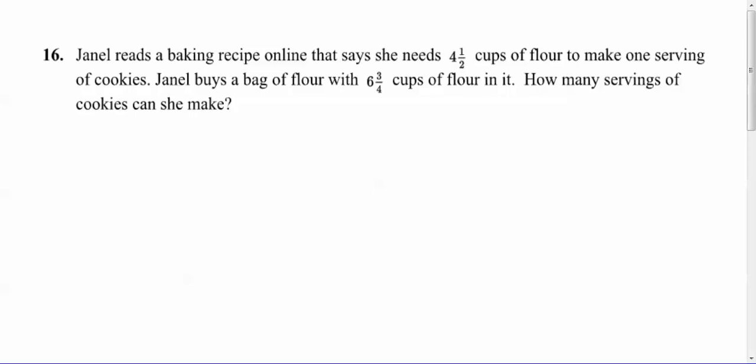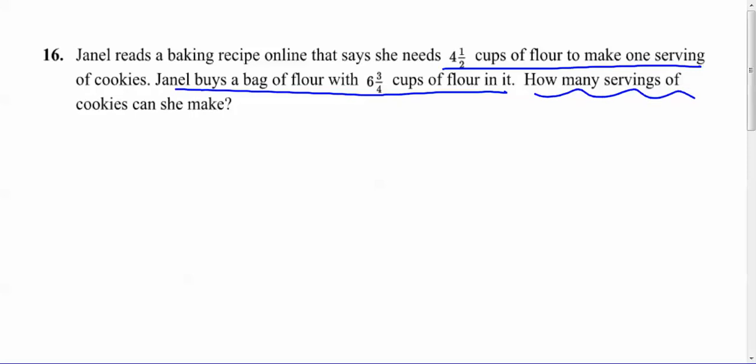Okay, so the next one, the next page, 16. Janelle reads a baking recipe online that says she needs 4.5 cups of flour to make 1 serving of cookies. So this is to get 1 serving of cookies, 1 batch of cookies. Janelle buys a bag of flour with 6 3/4 cups of flour in it. We want to figure out how many servings. So we're taking that flour, if you think about it, and we're dividing it up into batches of cookies. So our flour amount is 6 3/4 that we're starting with, and we're dividing that into 4.5 cup serving sizes.